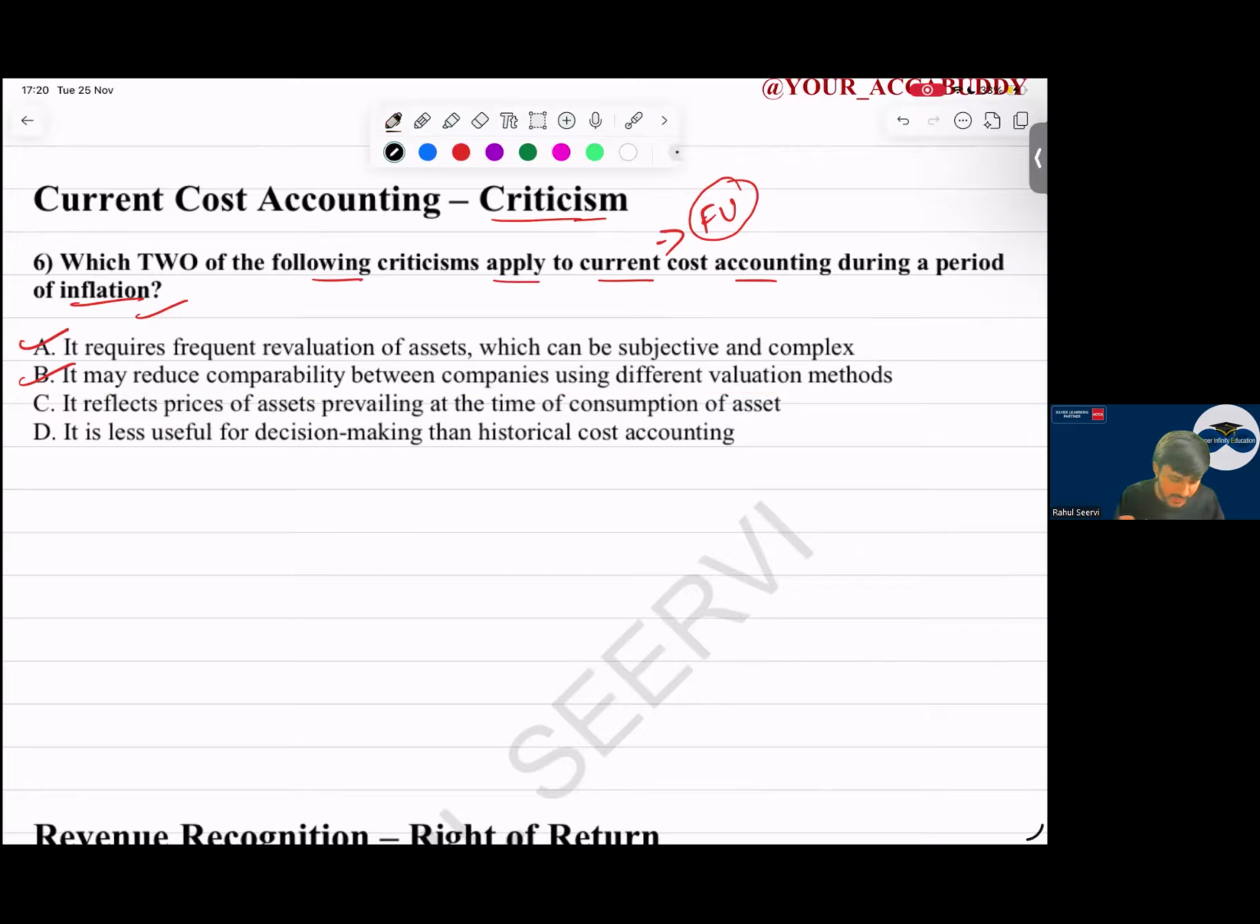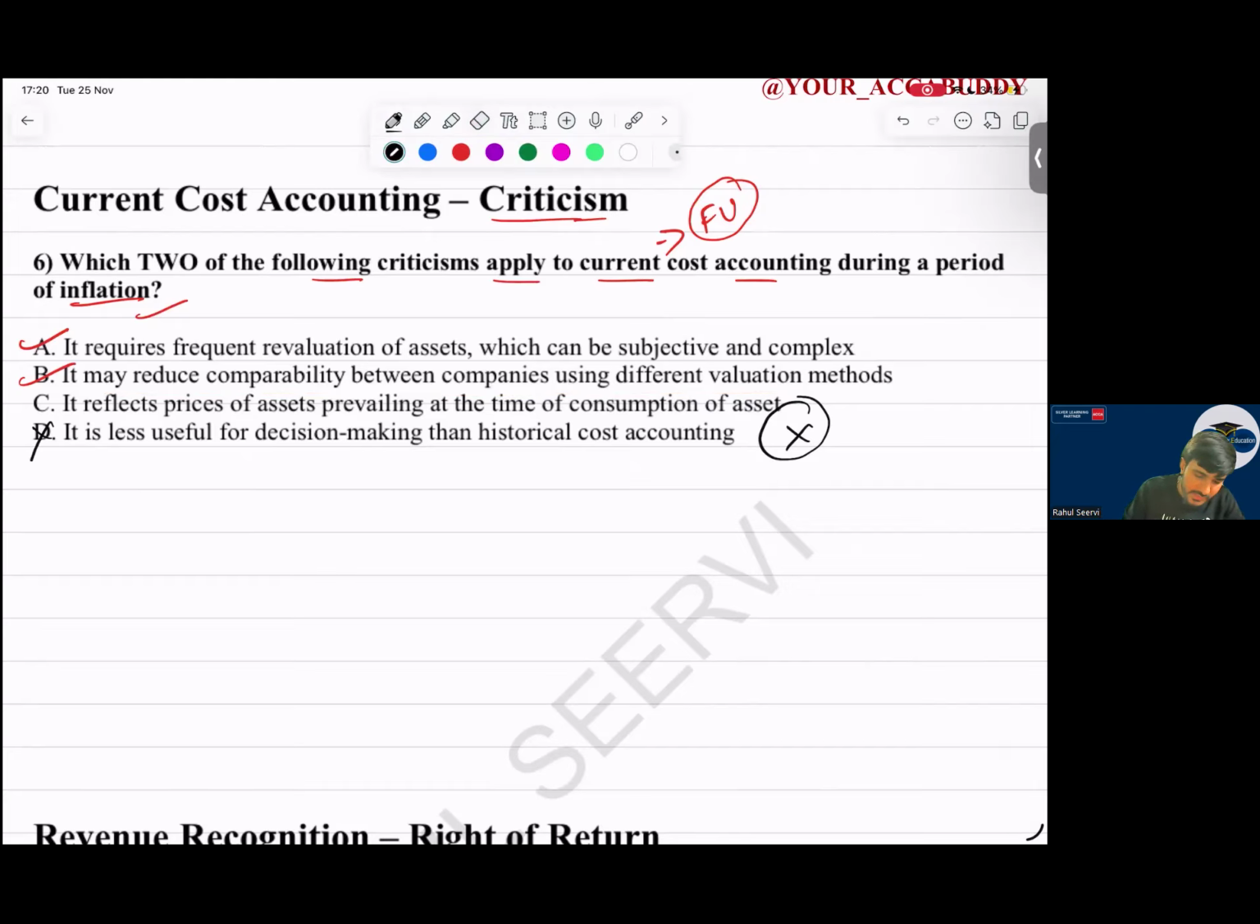Let us read the other two sentences. It is less useful for decision making than historic cost. No, no, no. It's wrong, sir. The statement is wrong. Why? Because if we use current cost, it will provide useful information, because it is providing relevant information as per the market.